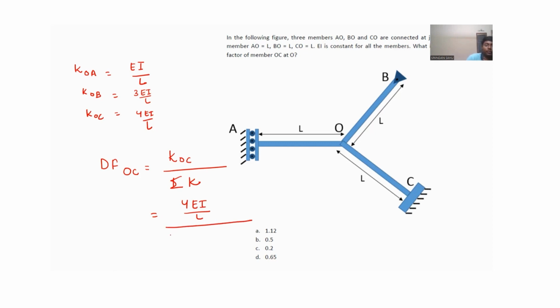What is there to calculate here? I am asking 4EI upon L, 3EI upon L, EI upon L. You don't have any numerical values over here. So what to calculate here? 4, 3, 8, 4 by 8, 1 by 2, 0.5. So option C.